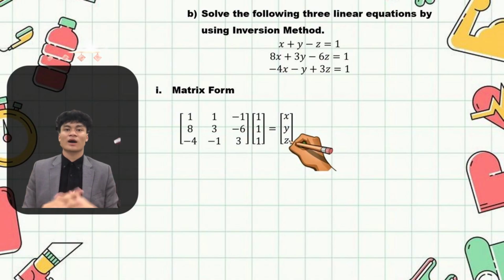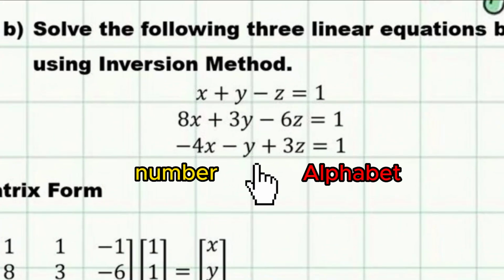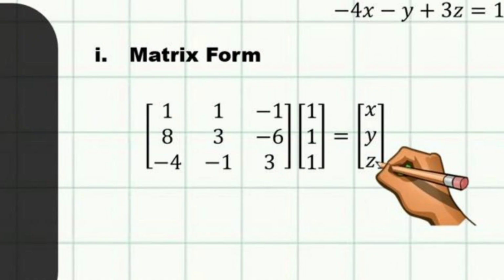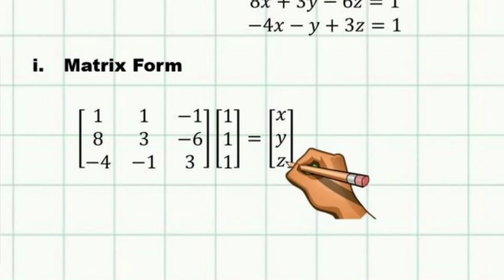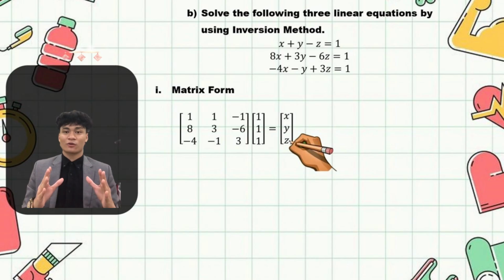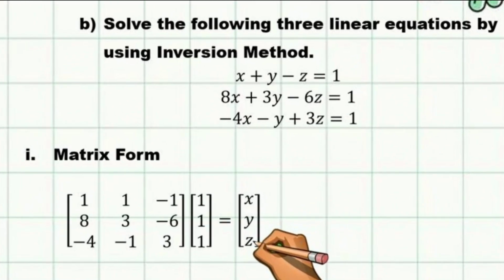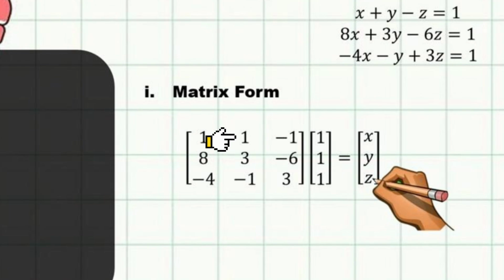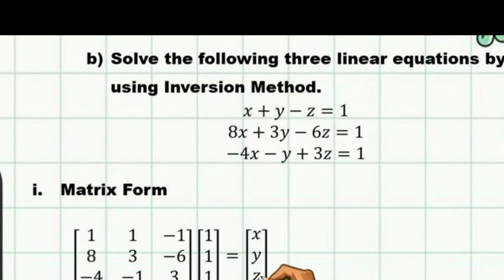Now, let me explain how to arrange the equations into matrix form. First, we need to isolate the numbers and the alphabets. The first column in the first matrix represents x, the second column represents y, and the third column represents z. For the second box, we put only the numbers, and in the third matrix box, we put the unknowns. Please take note that for the first matrix box, each unknown that doesn't have any number in front of it, we recognize it as 1, or negative 1 if there is a negative in front of the unknown.